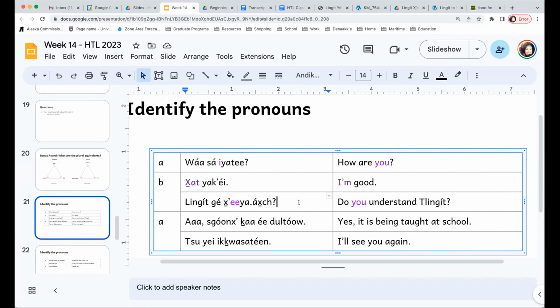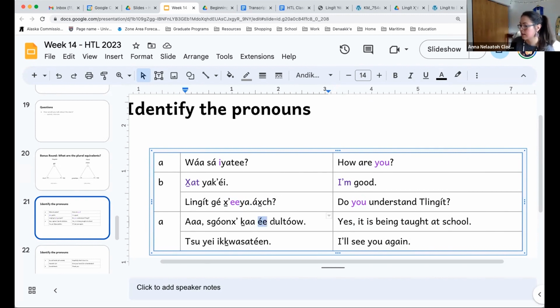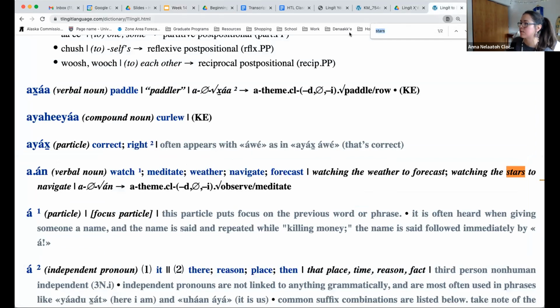And then the EE between the ka and the verb. You're really close. This E is actually to signify with. So it's being taught at school. You could also translate that as people are being taught. Let me find the definition in the dictionary for this word, because it's useful. You hear it all the time, like thank you for sharing with us, thank you for helping me.